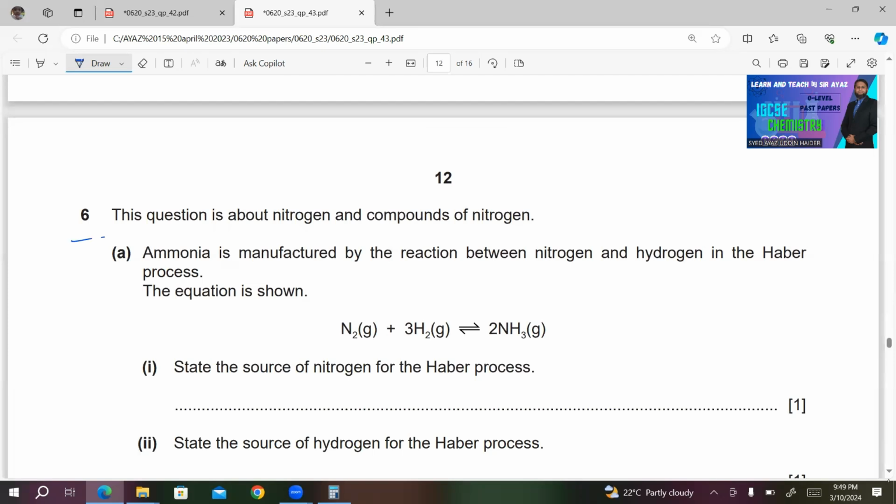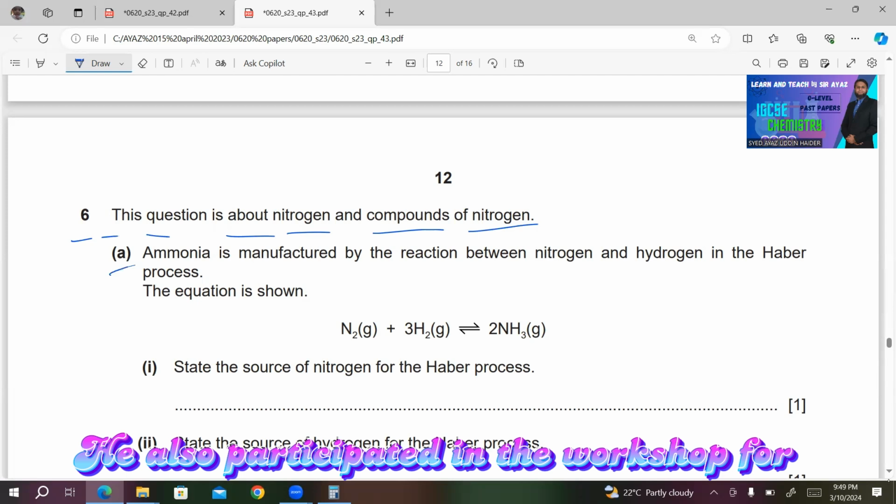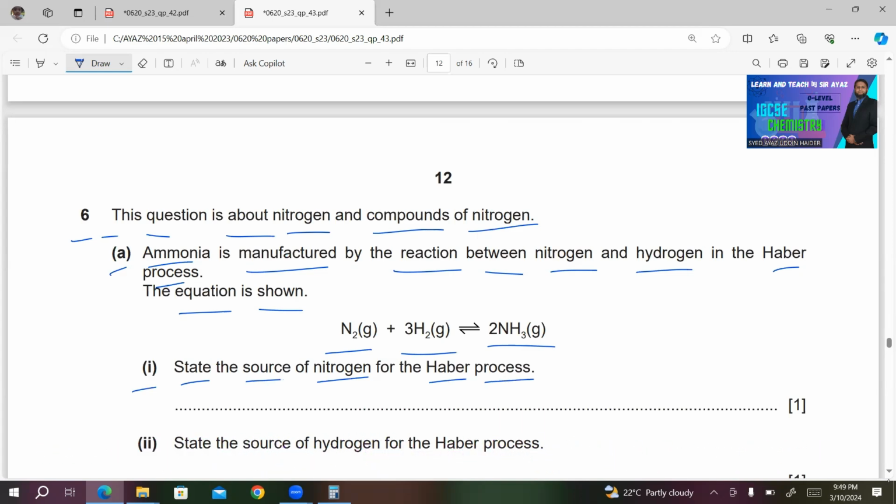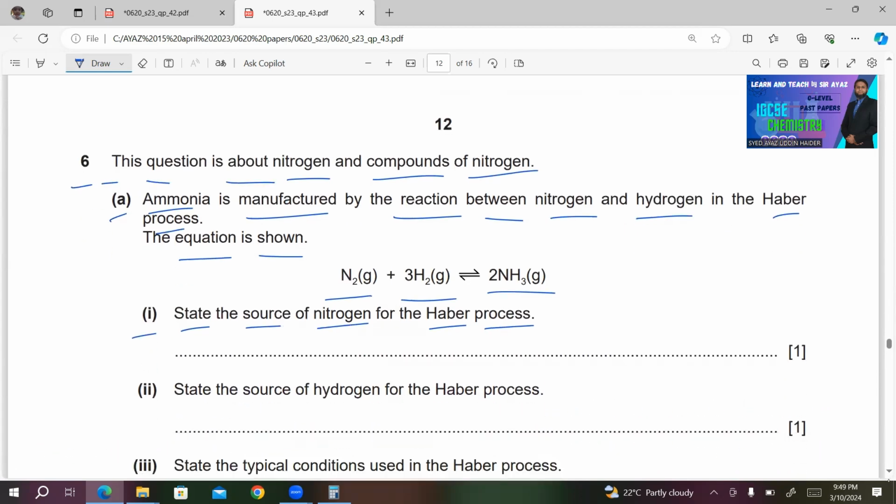Number six, this question is about nitrogen and compounds of nitrogen. A. Ammonia is manufactured by the reaction between nitrogen and hydrogen in the Haber process. The equation is shown. This is the reaction. N2 gas plus 3H2 gas gives 2NH3 gas. Number one, state the source of nitrogen for the Haber process. Nitrogen is obtained from air.